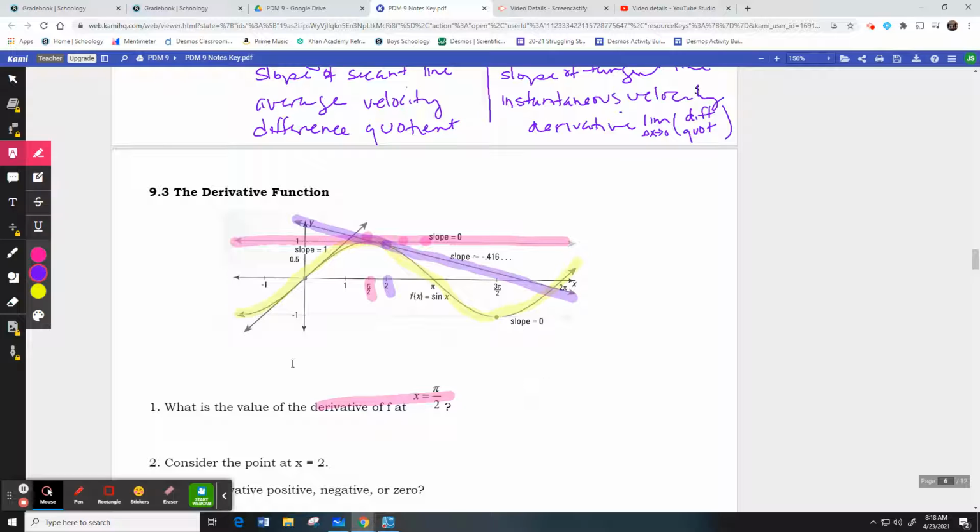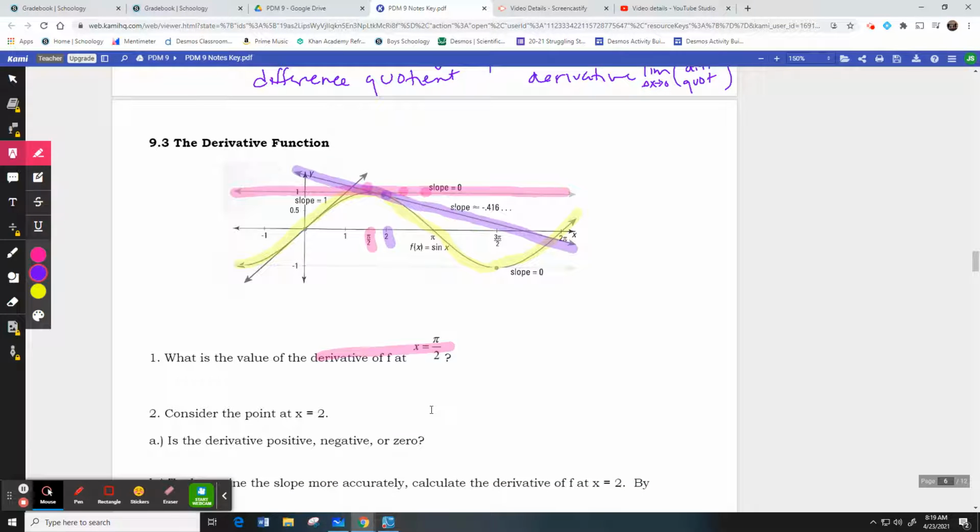Here I have the graph of the sine of x. In yellow here, this is my graph, this is my sine of x right here. And we're going to talk about finding the derivative. First it asks, what is the value of the derivative at x equals 2?